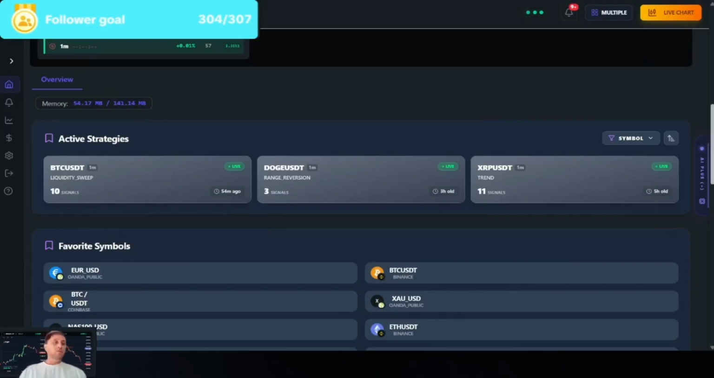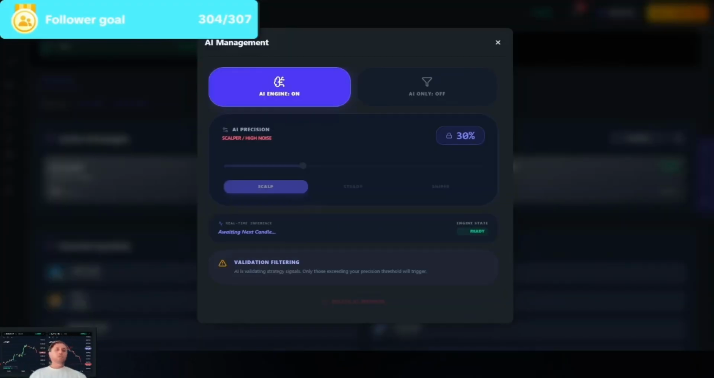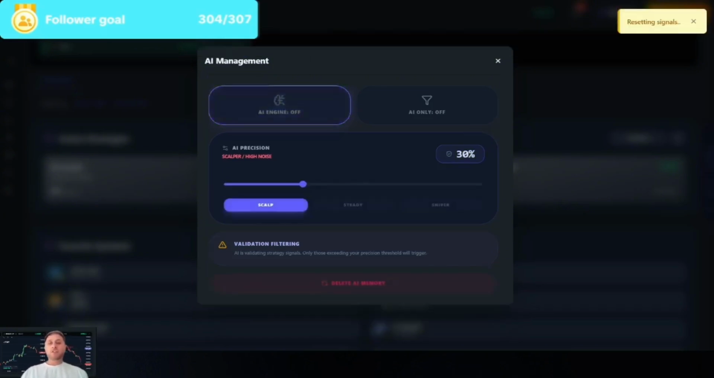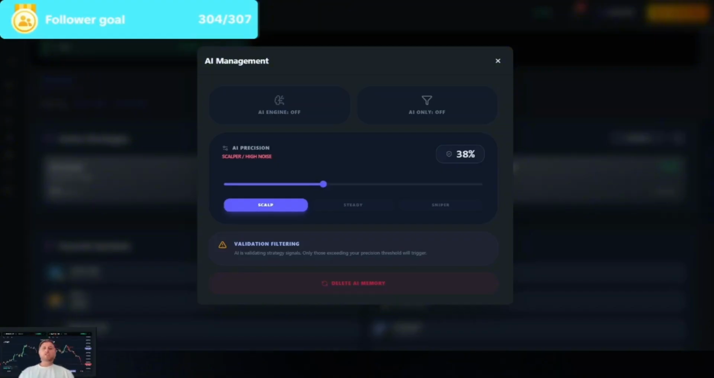So what I will do now, I will use purely AI. Turn off everything. Turn off the strategies, using only AI, and see what happens, okay? First, turn off the AI engine. Set up the strategy. Set up the precision of AI. In this case, the precision is very low.